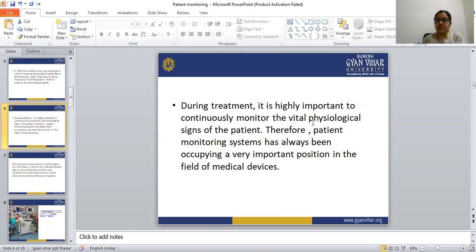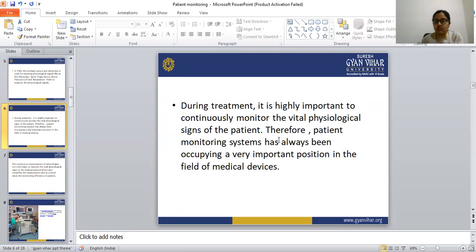During treatment, it is highly important to continuously monitor the vital physiological signs of the patient. During treatment or during a surgery, it is very important to monitor the vital physiological signs of the patient, and that is not possible with a human. A human can't monitor a patient continuously. Because of that, we are using the computerized patient monitoring system.